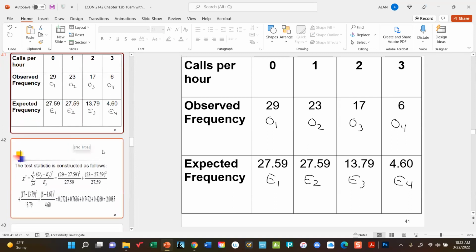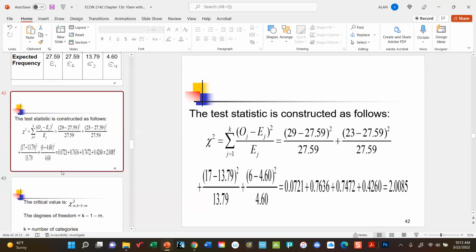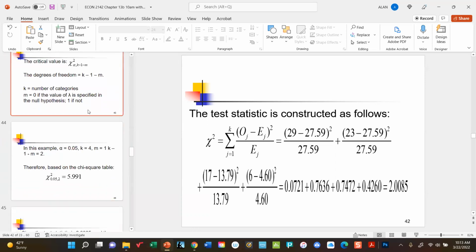Now, we can certainly do this. It's not difficult, but it is time consuming. So this is what you would do. And you can see we end up with 2.0085. Now, we know from experience that 2 is a very small number on the chi-square distribution. It appears that we will not be able to reject this null hypothesis, but we do have to formally compare it with our critical value. Actually, I'll tell you what, let's do that, and then I'll come back to the calculator.